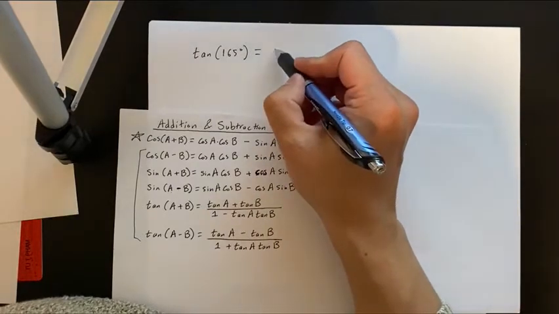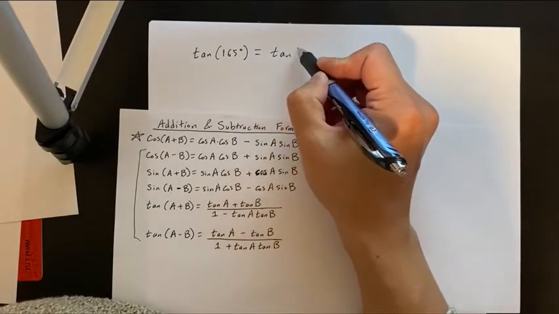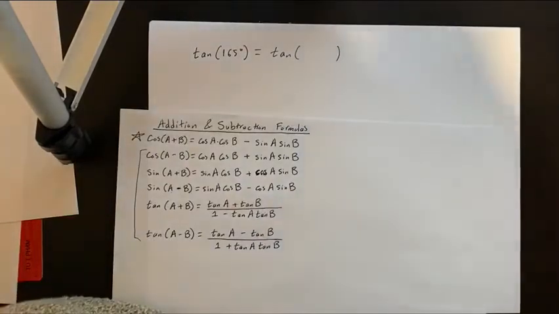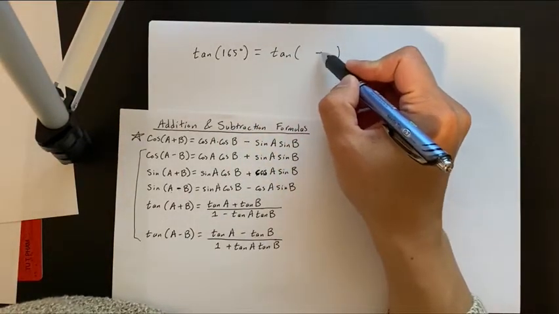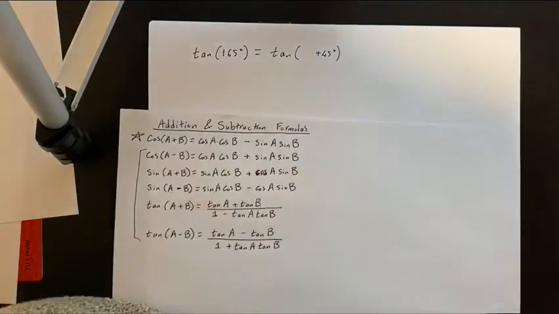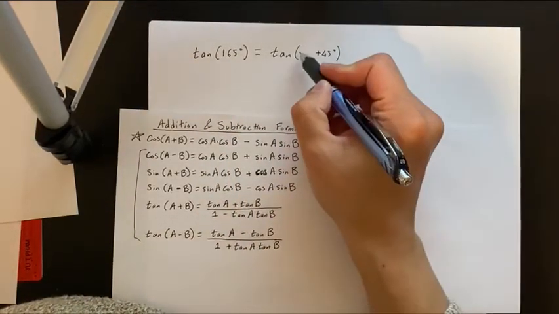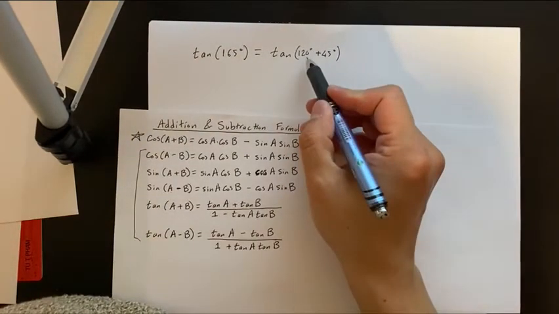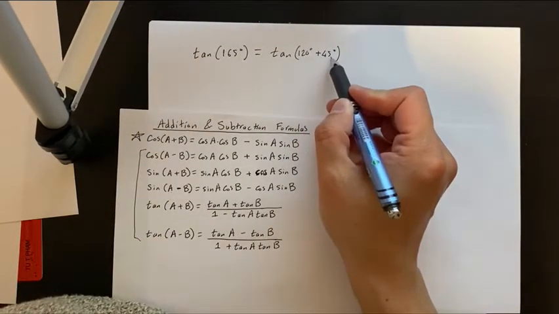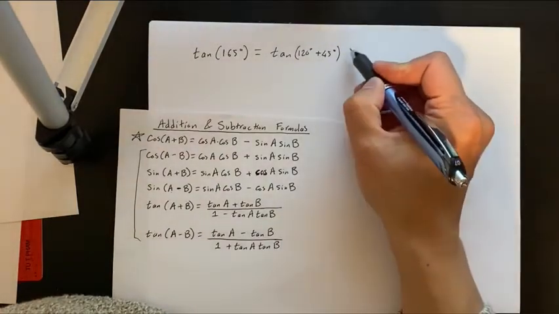So 165. Anytime you see a 5 at the end, usually 45 should probably work out. So let's do that. So 45, well, that means the leftover would be 120. Look at that. They're both nice angles. This being a multiple of 60, this being just 45. Okay, so let's try this out.